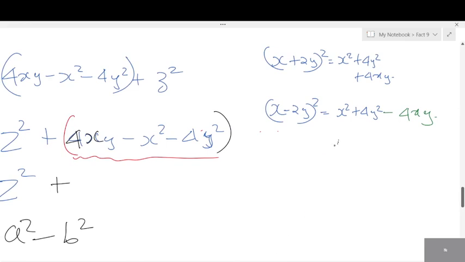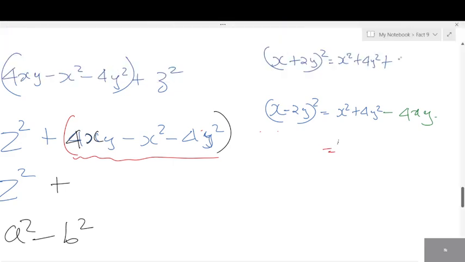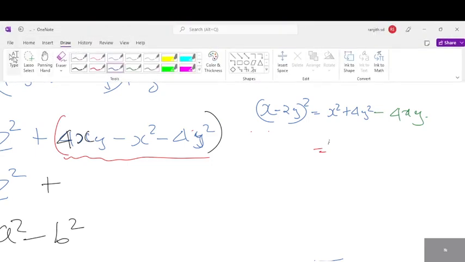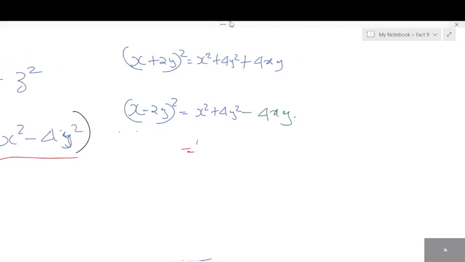Plus 4xy. So we'll try to convert both. Look here. Here it is plus 4xy. Okay, we have plus 4xy, students, and we have two equations here. So we have a doubt whether to use x plus 2y the whole square or x minus 2y the whole square.